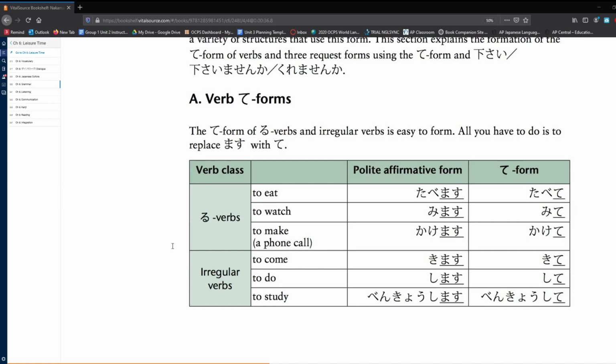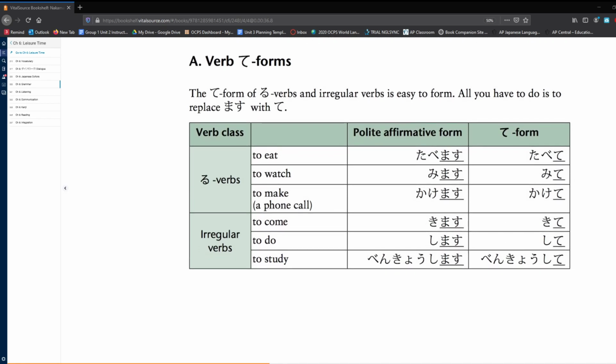First one we're going to start with is ru verbs. If you are going to do anything with ru verbs, all you need to do is drop masu and put te. So to eat, taberu becomes tabemasu. Tabemasu becomes tabete. Mimasu, mite. Kakemasu, kakete. Irregular verbs are going to do the exact same thing. Kuru, which becomes kimasu, is going to become kite. Shimasu, shite. Benkyou shimasu, benkyou shite. Easy peasy lemon squeezy, right?